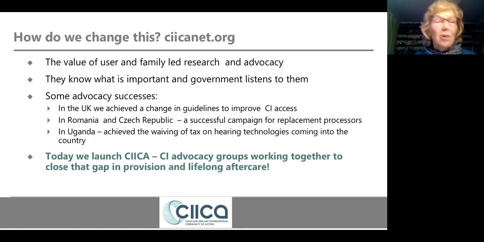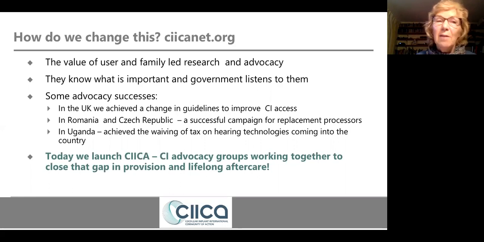The qualitative research reporting on what they feel gives rise to really useful advocacy resources, because the users and families know what's important, what they want, and what they need. And the government listens to them. Government funders actually listen to the reports that we can give, accessible reports in an accessible format that are easily understandable. Because it's not just about numbers and sets of numbers and scores, it's about changing lives. And when advocacy groups get together, they can be extremely effective.